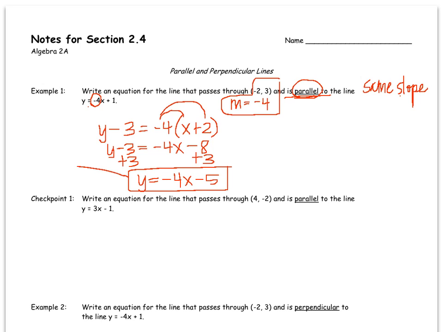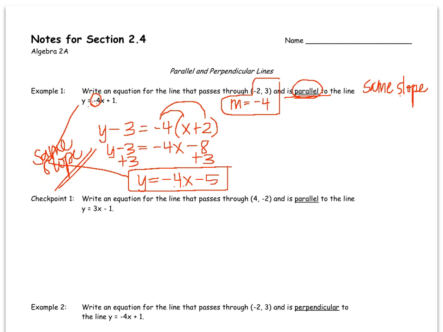And how do I know that these two are parallel? Because the slopes are identical. So keep in mind, again, you want to look at, are they parallel? Well, yeah, they have the same slope. That means they're parallel. So really, it's going to be the same idea.